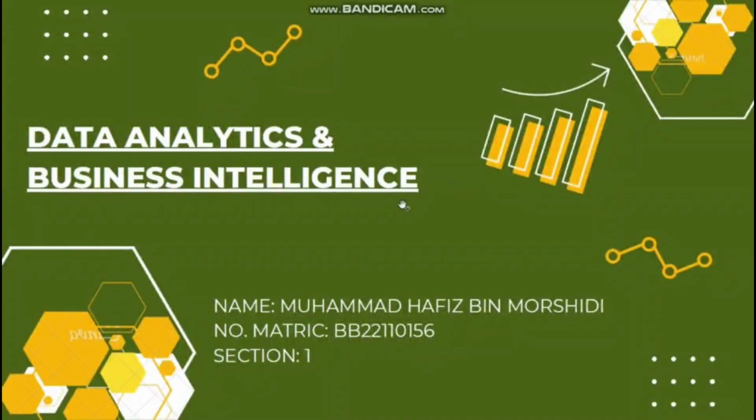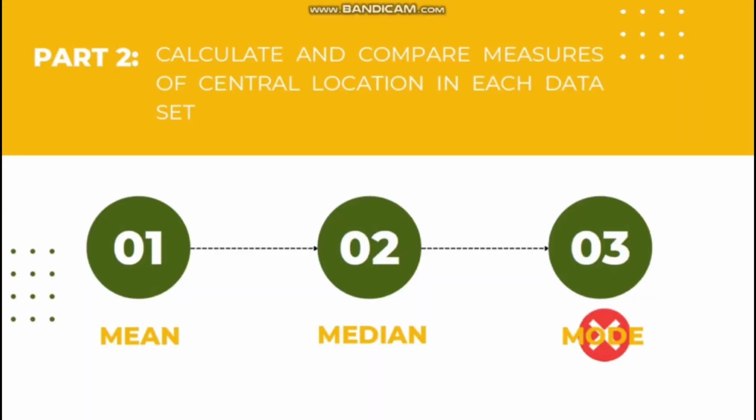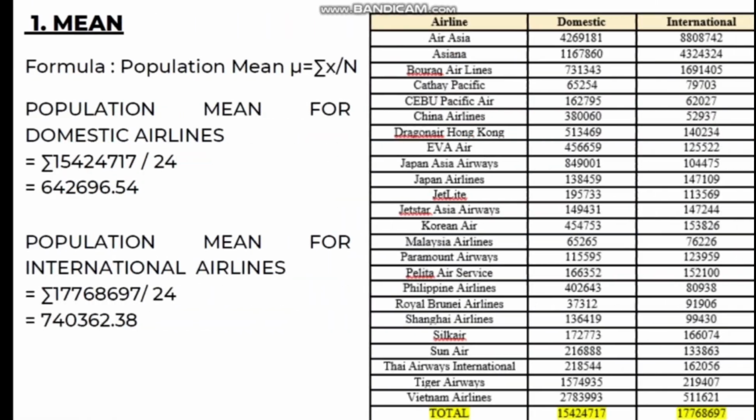Thank you. Hi, I am Muhammad Hafiz bin Moshidi, BB221100156 from Data Analytics Section 1. I will explain Part 2, the central location of data. For this data, it consists of mean and median.